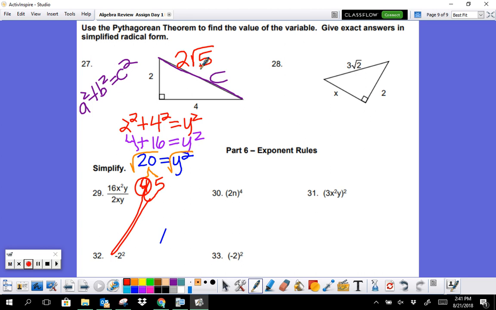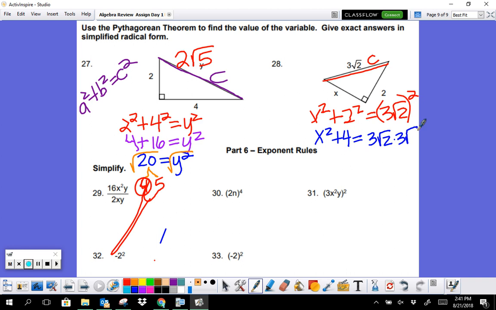Number 28, again, you need to identify where your hypotenuse is. That's going to be opposite of your right angle. So that's going to be my c side, the 3 square root of 2. So I'm going to have x squared plus 2 squared equals 3 square root of 2 squared. Make sure you put that in parentheses. If you type it in the calculator without parentheses, you're going to get the wrong answer.